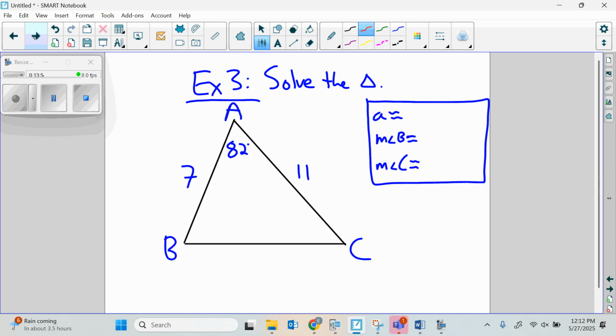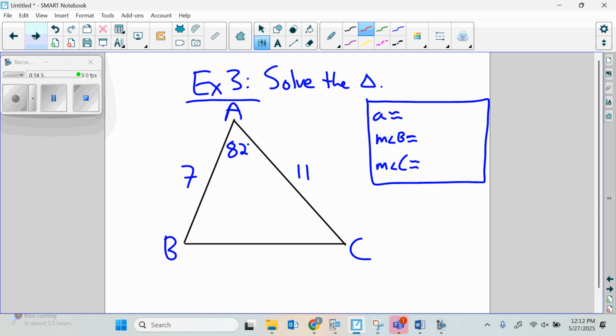Example 3 says solve the triangle. So that means I have to find all the missing parts. That means I have to find little a, the measure of angle B, and the measure of angle C. Go ahead, pause the video here to sketch this into your notes. And we'll talk about how to solve it in a second.